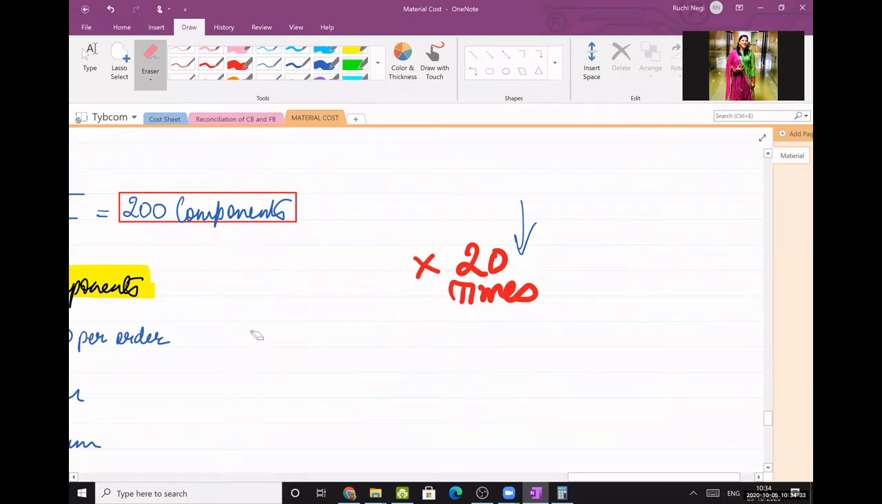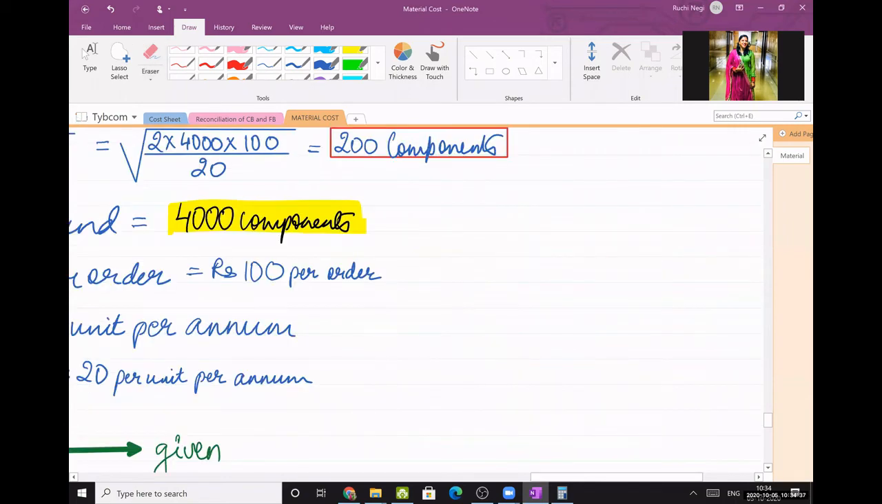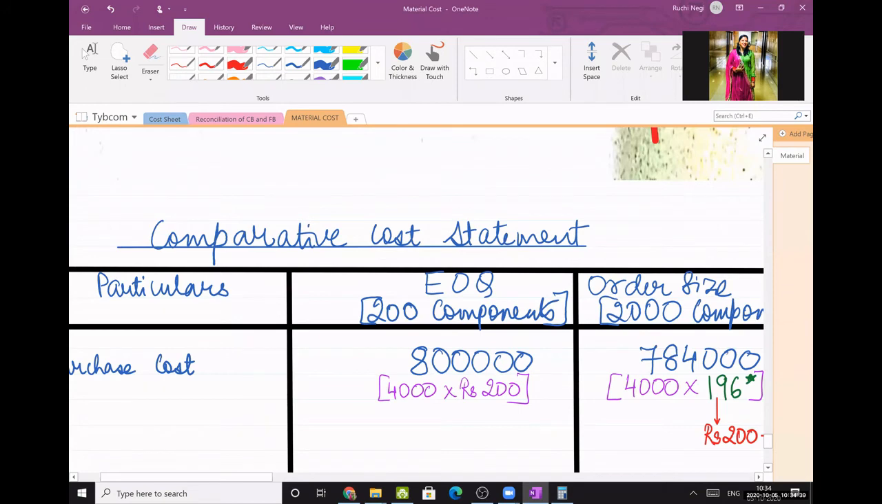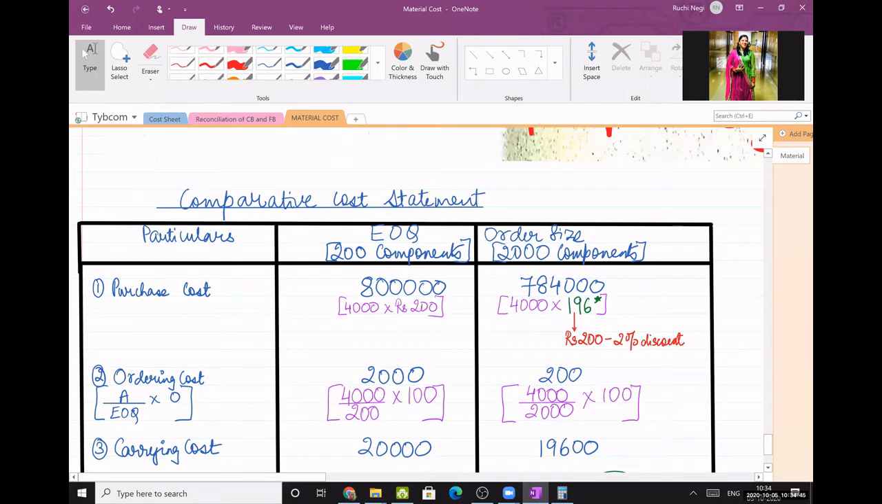Let's see the offer. Make a comparative cost statement. Particulars: EOQ with 200, which is my normal buying capacity, purchase capacity. And the order size offered by the supplier, 2000. So I have to compare between 200 and 2000.